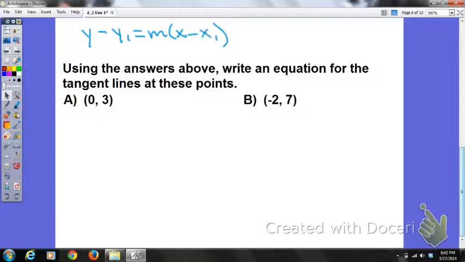Our next part of the problem asks us to write the actual equations of the tangent lines at these specific points. Above, we found that the slope of the tangent line at the point 0, 3 is equal to 0, and the slope of the tangent line at the point negative 2, 7 is equal to negative 4.